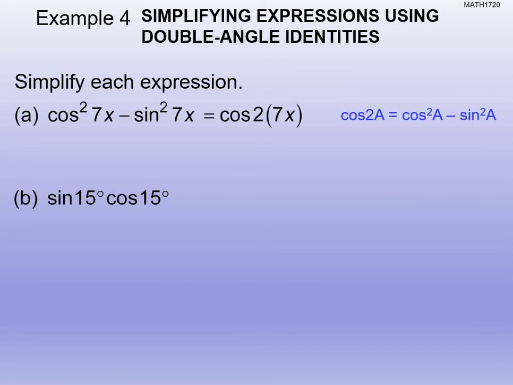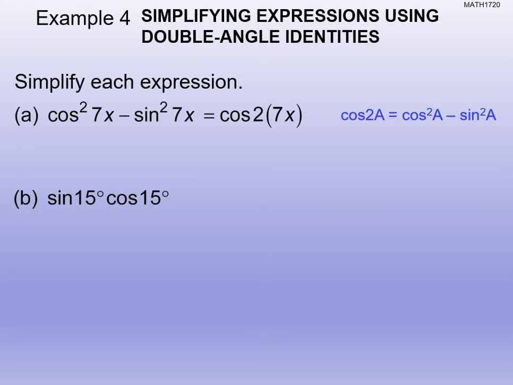That's an identity. The identity's in the blue on the right. If you look at your trig identity sheet, you should see that cosine of 2a is equal to cosine squared of a minus sine squared of a. A is 7x in this case.